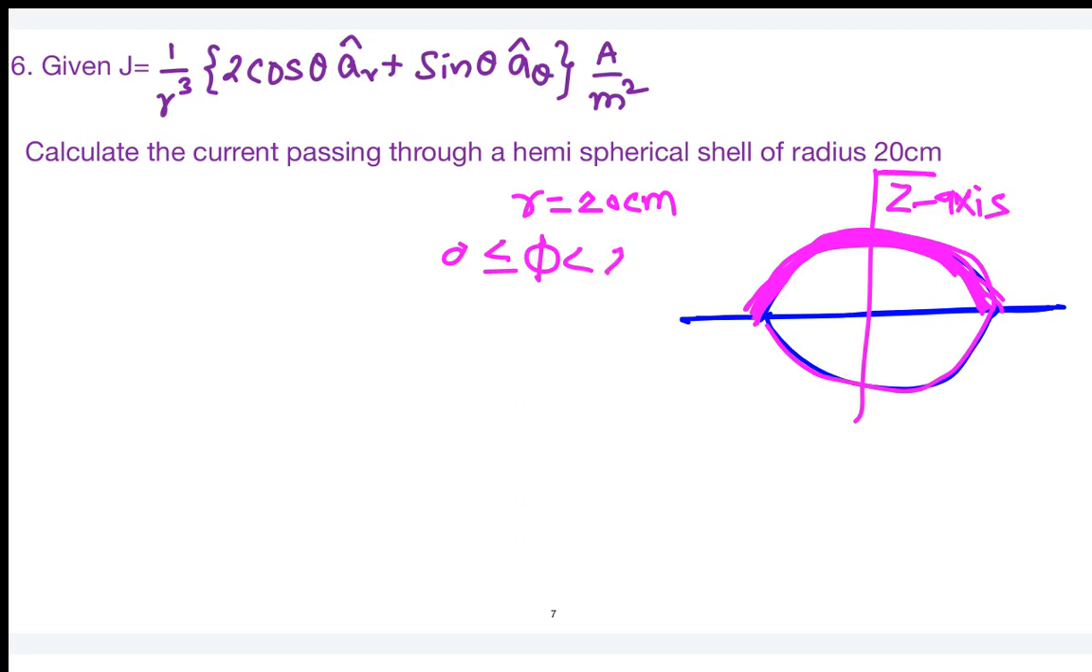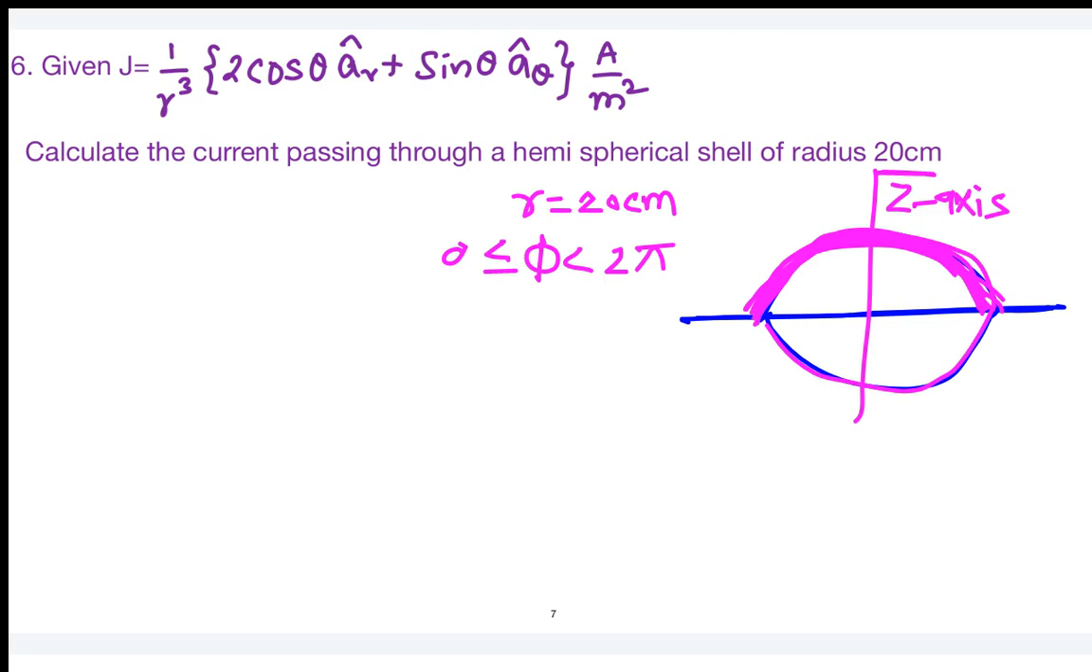You are getting my point? You cut the sphere horizontally and look into the base. So the base is going to make a complete circle or not? Azimuthal plane. Yes or no? Yes, correct. So the phi is going to make a complete 360 degrees in the azimuthal plane.